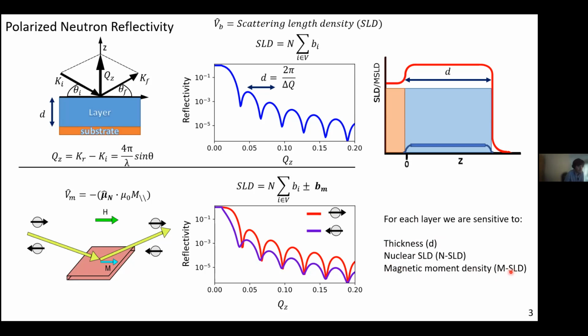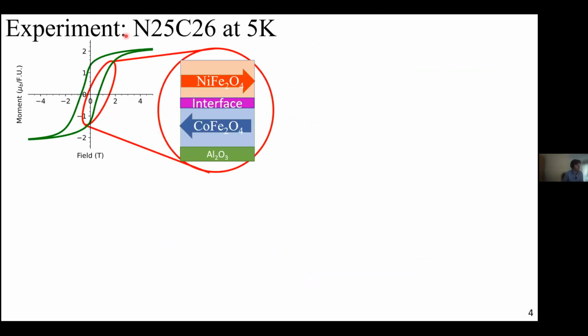Okay, so next I want to show you one of the experiments we did. And this experiment was performed on a sample of NFO 25 nanometers, so N25, CFO 26 nanometers, C26, and all of the measurements I'm going to show you were performed at 5 Kelvin. So before performing PNR, we used vibrating sample magnetometry. Basically, we put our sample inside of an applied field, and we measured its magnetization. And so the procedure for this measurement was actually similar to what we did in PNR. We took our sample, we applied 5 Tesla, then we came down the hysteresis loop. We go to negative saturation, so somewhere around minus 5 Tesla, and then we come to this point here.